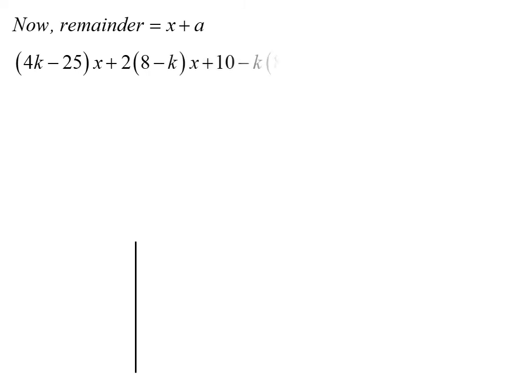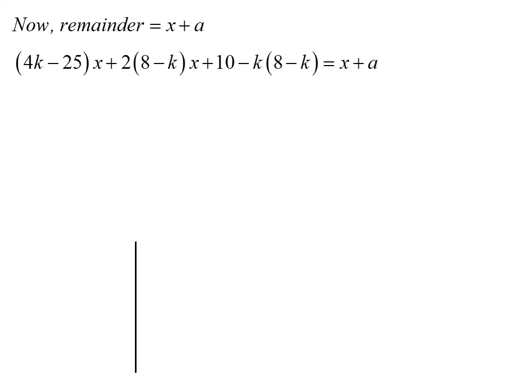Now what will happen? Remainder is x plus a, and we also got the remainder. So I can say it is 4k minus 25 into x plus 2 into 8 minus k into x plus 10 minus k into 8 minus k will be equal to x plus a. Now what we have to do, in the left hand side we have to simplify the terms which contain x and those terms which do not contain x, and it will become a constant. So we have to separate these two terms.